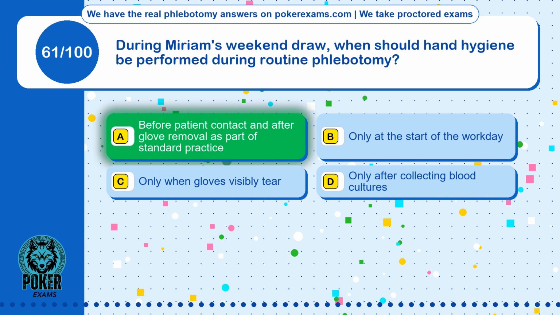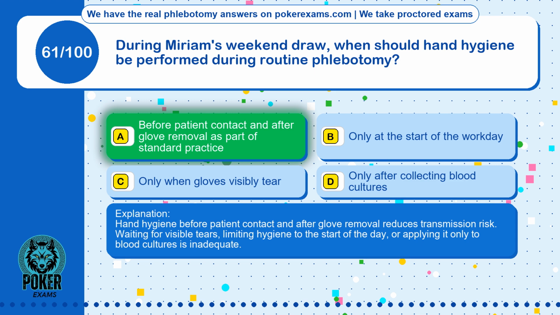The correct answer is option A. Before patient contact and after glove removal as part of standard practice. Hand hygiene before patient contact and after glove removal reduces transmission risk. Waiting for visible tears, limiting hygiene to the start of the day, or applying it only to blood cultures is inadequate.